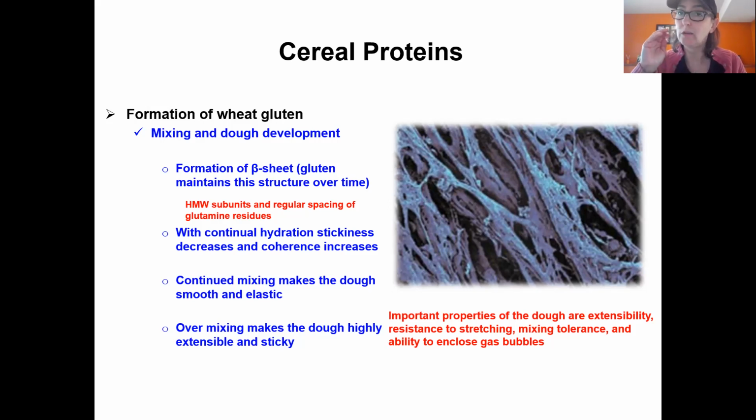If you have a weak gluten network, then you don't hold gas, and it's not elastic enough to hold the gas and then not collapse. So you won't have a nice volume if you don't have a good balance of viscoelasticity there.